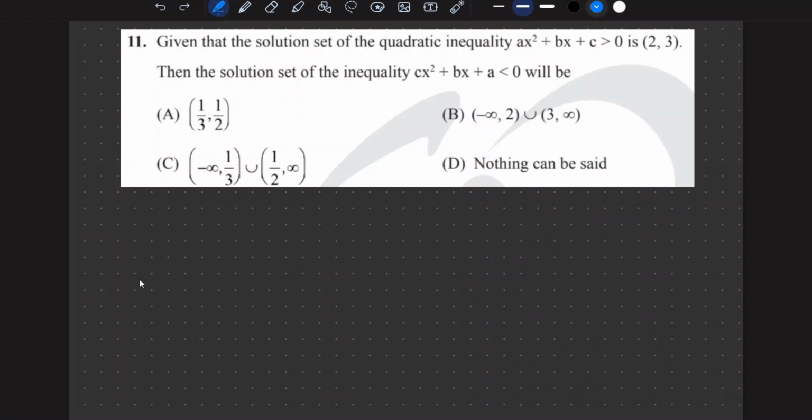So here we have our next problem, and we have been given a quadratic equation, and the solution set for this inequality would be this quadratic inequality. Notice the word quadratic here. This implies that a cannot be 0.